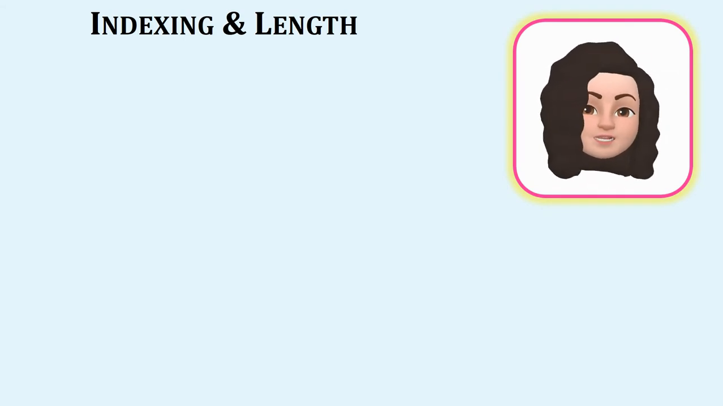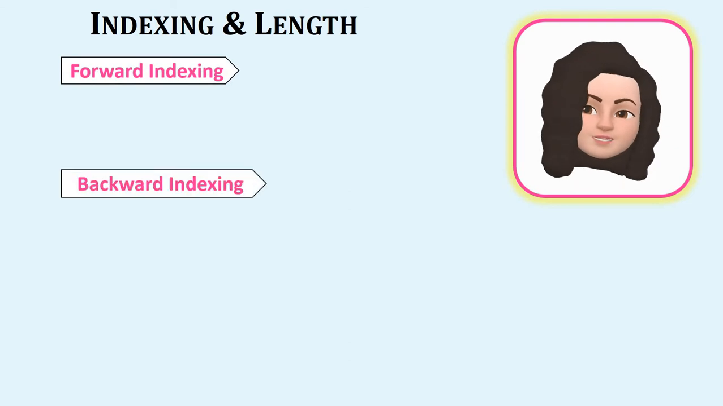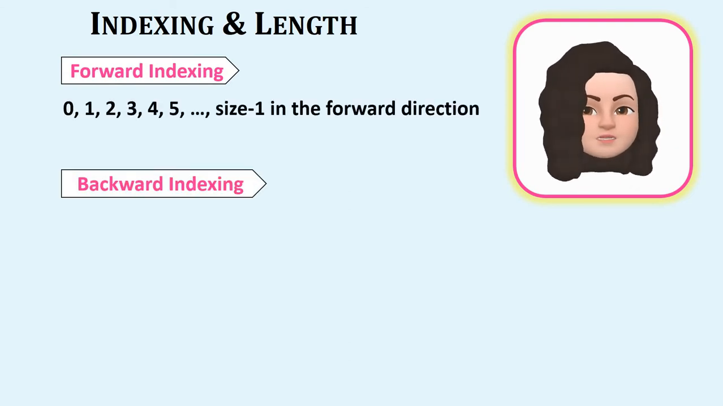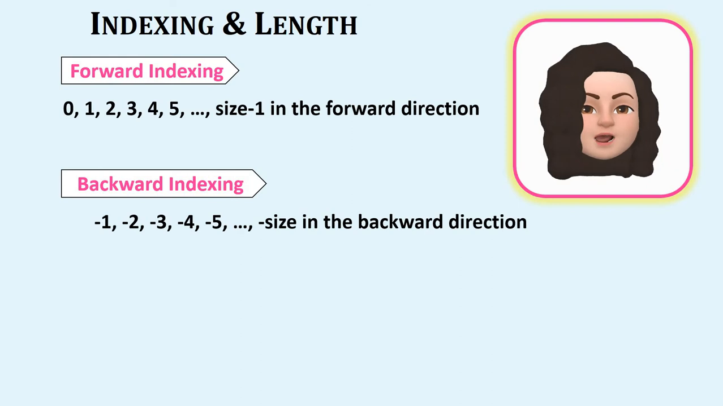Indexing in a tuple is the same as in a list and string. Forward indexing and backward indexing. Forward indexing begins from 0, 1, 2, etc., till size minus 1 in the forward direction. Backward indexing starts from -1, -2, etc., till minus size in the backward direction.